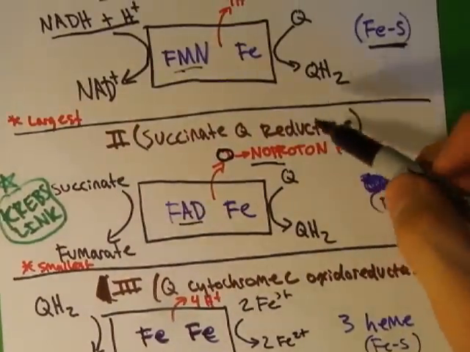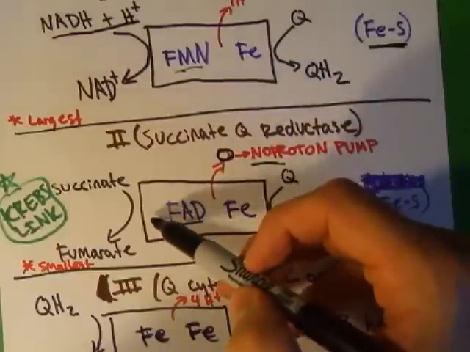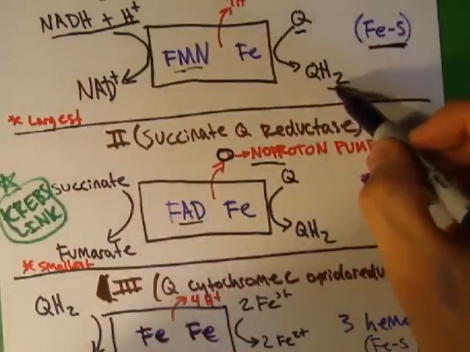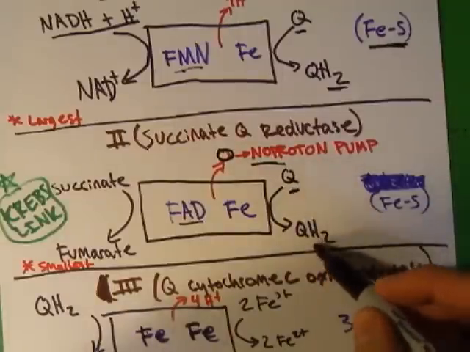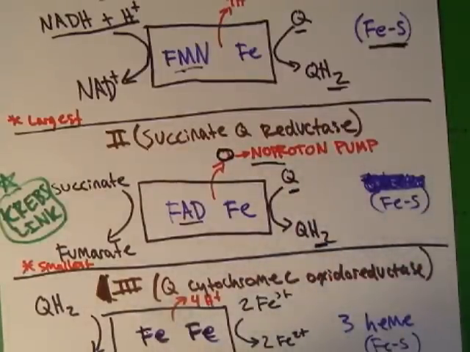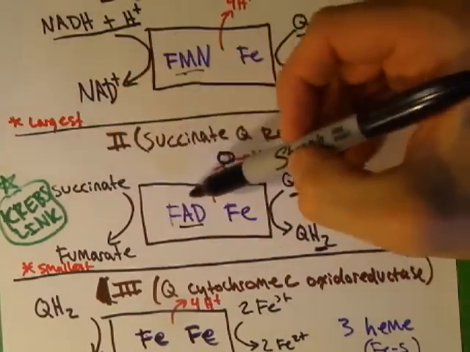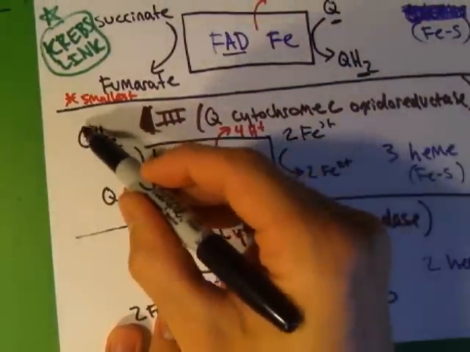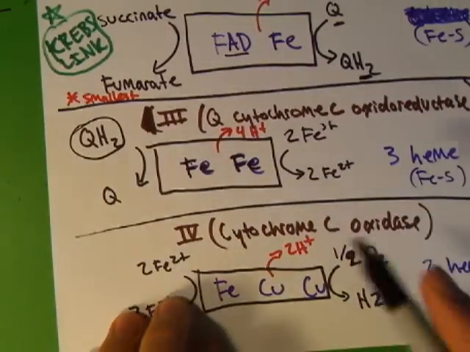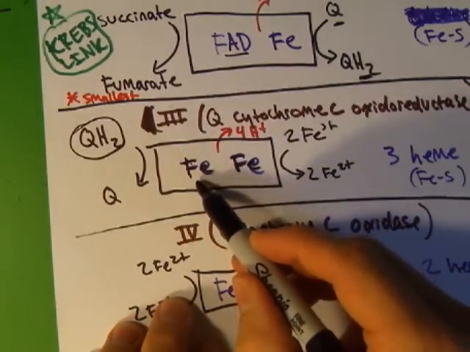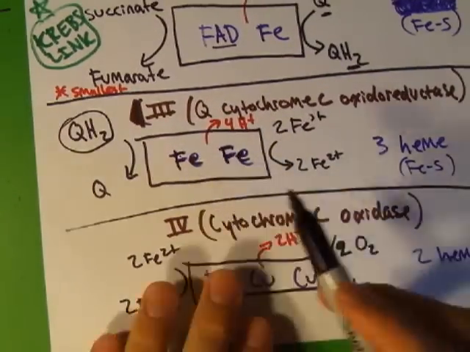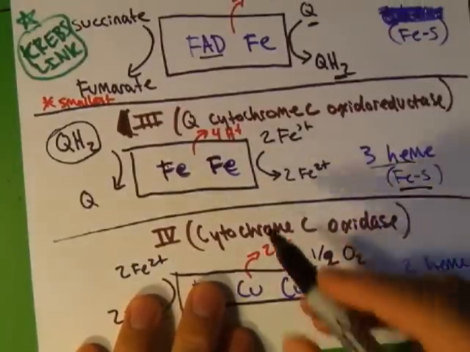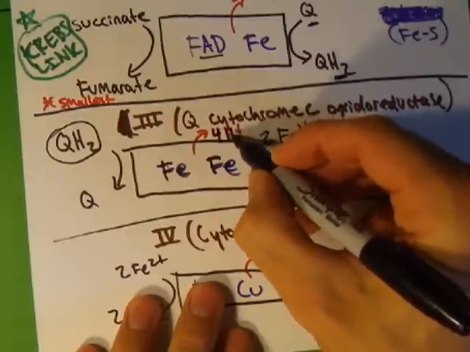But if you notice, as you enter either 1 or 2, the same thing overall happens. Q picks up 2 hydrogens. So no matter which way you came in here, you end up with QH2, and that goes into complex 3. Complex 3 has irons in it. It has a total of 3 heme groups and an iron-sulfur part, and that pumps out 4 protons.